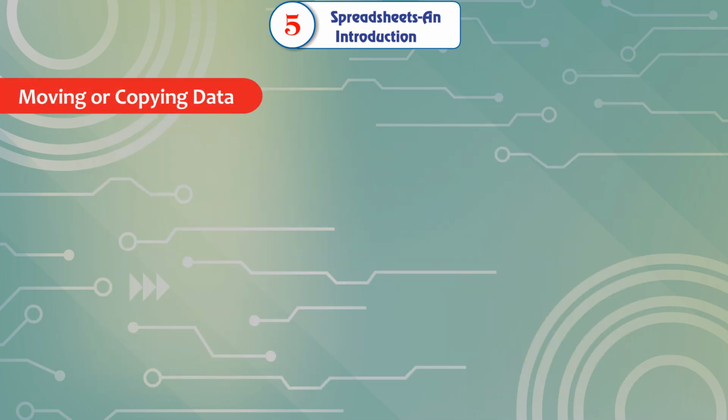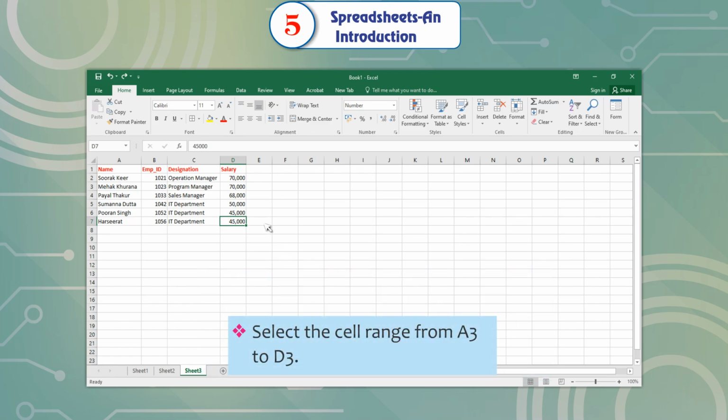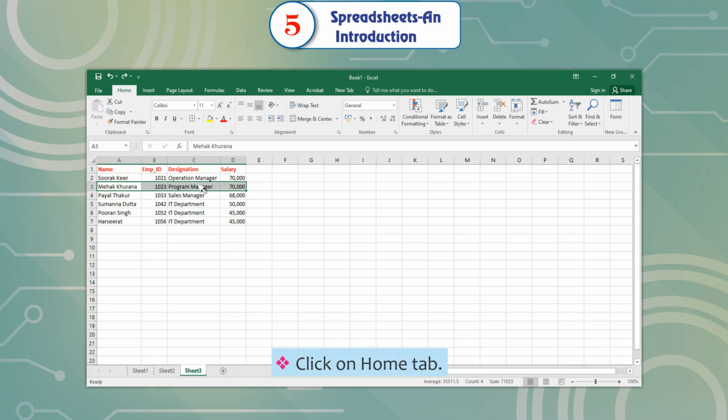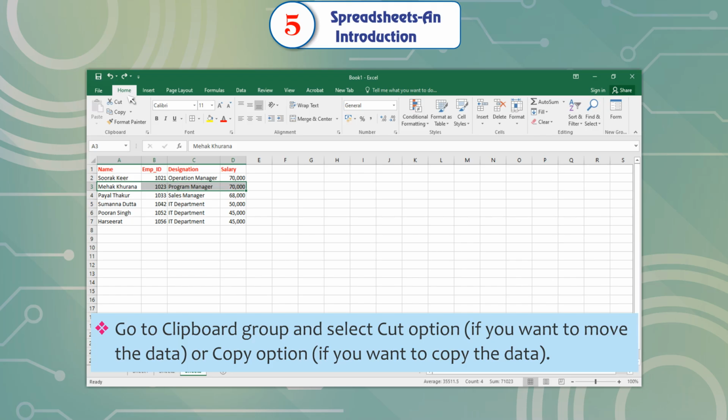Moving or copying data. You can also move or copy the data in a worksheet. To move the data, use Cut and Paste options, and to copy the data, use Copy and Paste option. Select the cell range from A3 to D3. Click on Home tab. Go to Clipboard group and select Cut option if you want to move the data or Copy option if you want to copy the data.